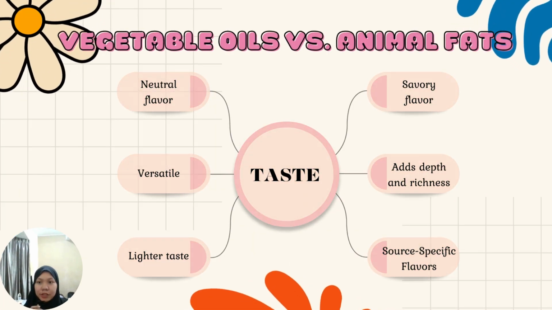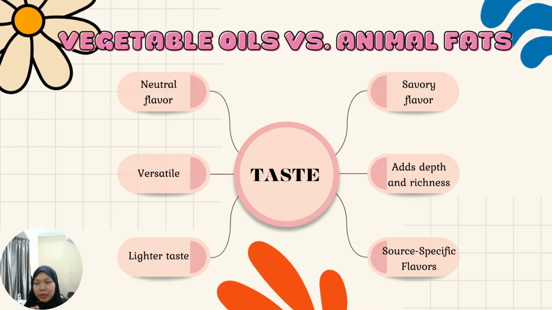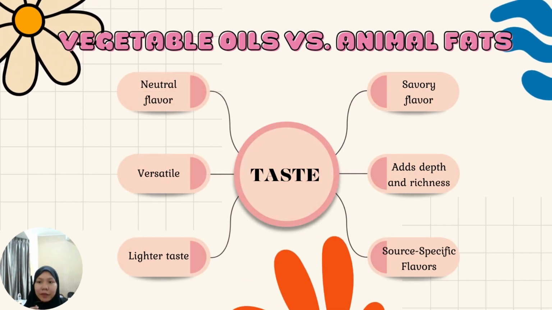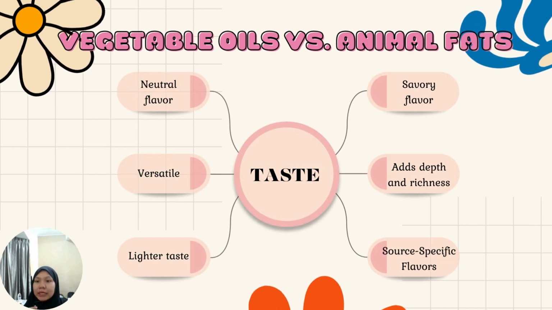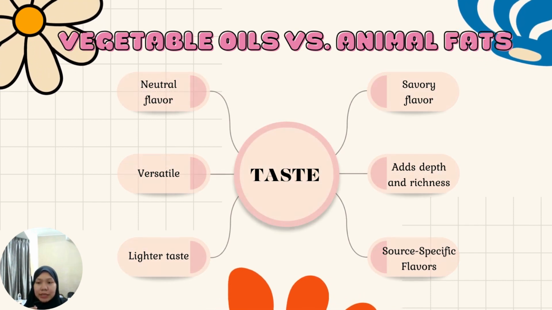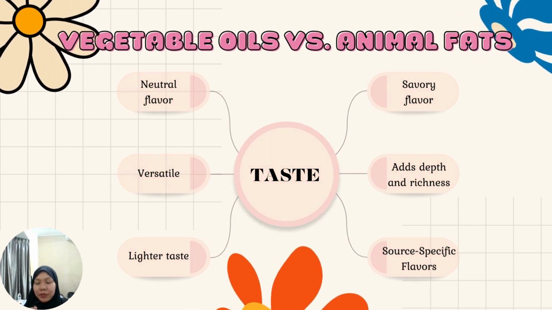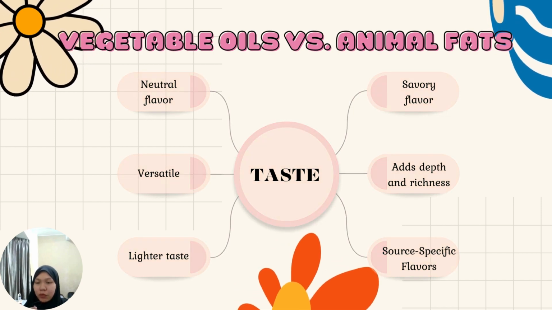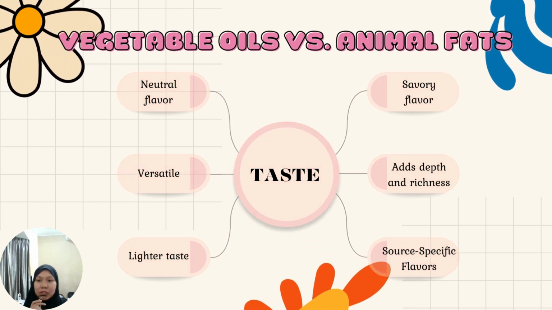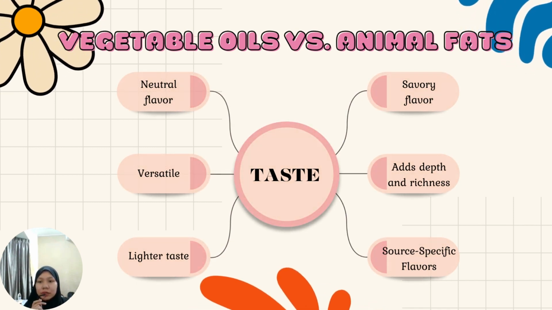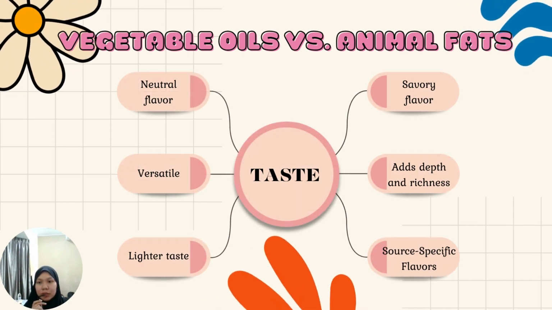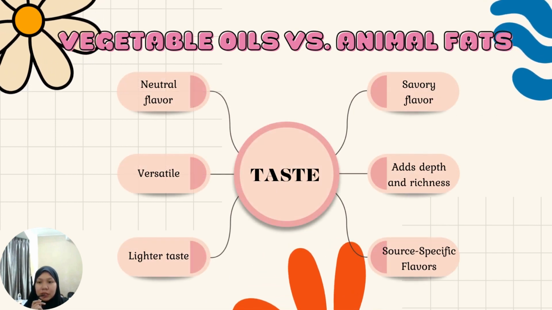The difference between vegetable oil and animal fats based on taste. Vegetable oils typically have a neutral taste, allowing them to adapt to various dishes without overpowering the natural flavors of the ingredients. This neutral flavor profile makes vegetable oil suitable for a wide range of culinary applications, including baking, sautéing, frying, and salad dressings. Compared to animal fats, vegetable oils generally have a lighter taste, which allows the flavors of other ingredients in a dish to shine through.